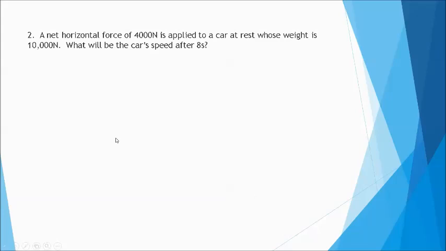A net horizontal force of 4,000 newtons is applied to a car at rest whose weight is 10,000 newtons. What will be the car's speed after 8 seconds? Okay, very clearly, the problem is asking for the final velocity of the car, after moving from rest after 8 seconds. Okay, so our formula is V sub F minus V sub I is equal to at. But since the car started from rest, our V sub I is 0. So our working equation now is V sub F is equal to at.